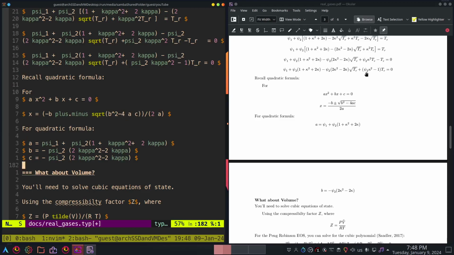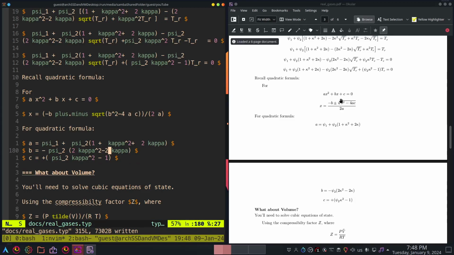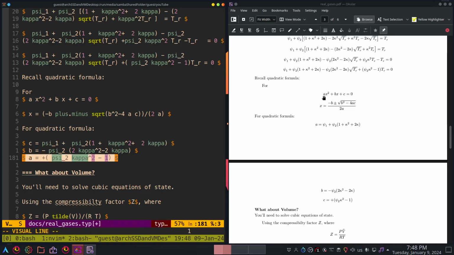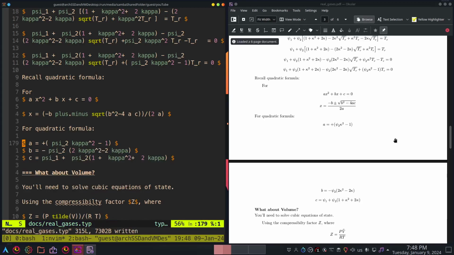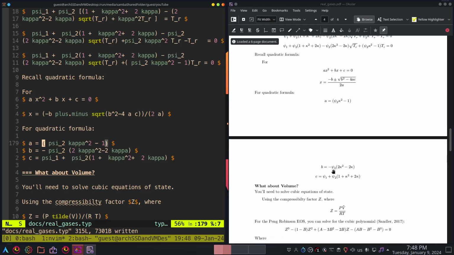Okay, I think I might have got the order kind of mixed up, so I have to redo some things. So C is the constant, so that should be the first one. Okay, let's see. This should be the right term. So A is psi2 kappa square minus 1. B is psi2 or minus psi2 2 kappa square minus 2 kappa. C is psi1 plus psi2 1 plus kappa square plus 2 kappa.